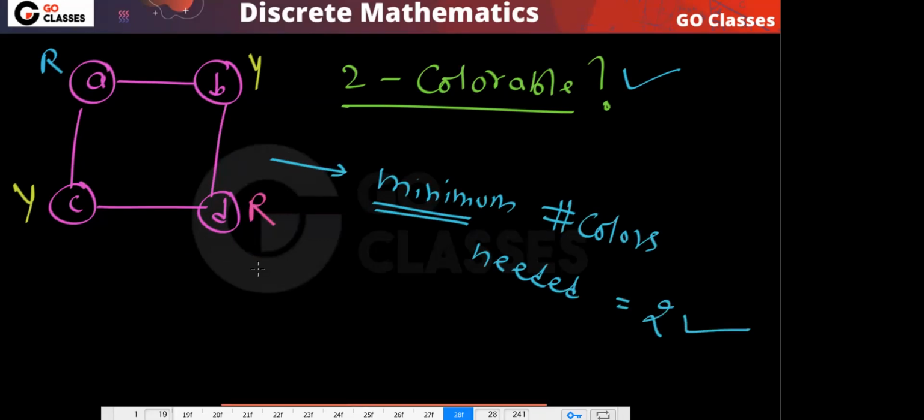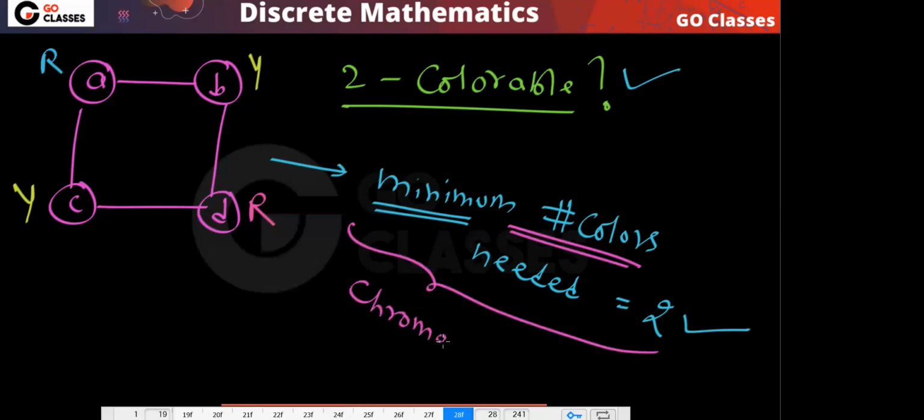So I can say this is the chromatic number. Chromatic number means the minimum number of colors needed. How many minimum colors you need, that is the chromatic number. Is the definition clear?